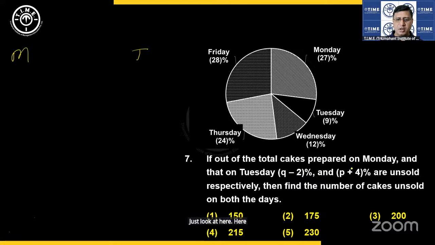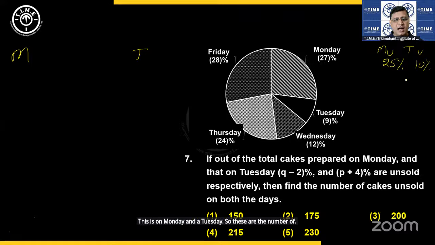Here, of the total number of prepared cakes, on Monday Q minus 2, Q is equal to 27, minus 2 means 25% are unsold on Monday. And what about the P plus 4? P plus 4, that is 6 plus 4, that is 10% on Tuesday. So these are the percentages of cakes which are unsold. Then find the number of cakes unsold on both the days.